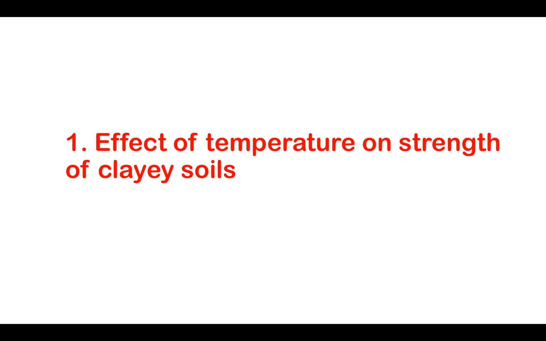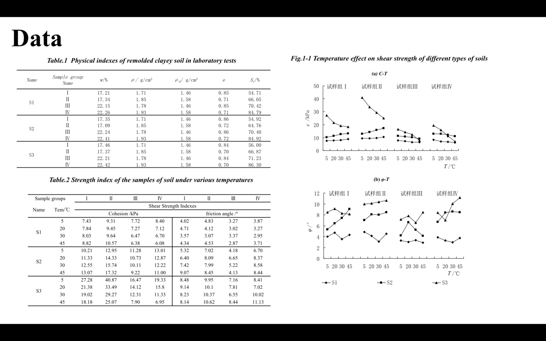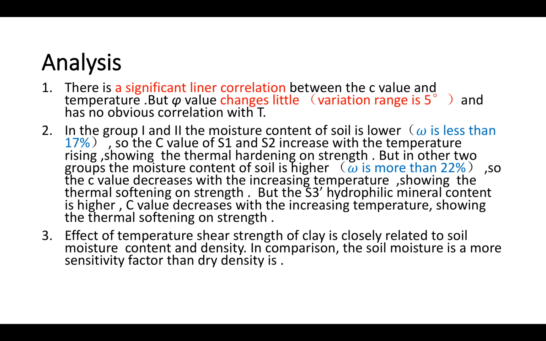The first part is the effect of the temperature on the strength of the clay soils. You will find this experiment temperature and some data of the clay soil in the laboratory test, and the strength test of the samples of the soil under various temperatures. This is an excerpt from the data in the laboratory test. There is a significant linear correlation between the cohesion and the temperature, but the friction angle changes little and has a low correlation with the temperature.